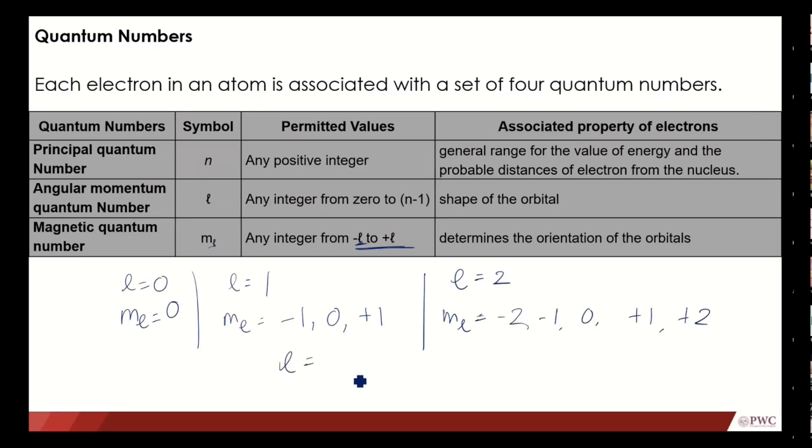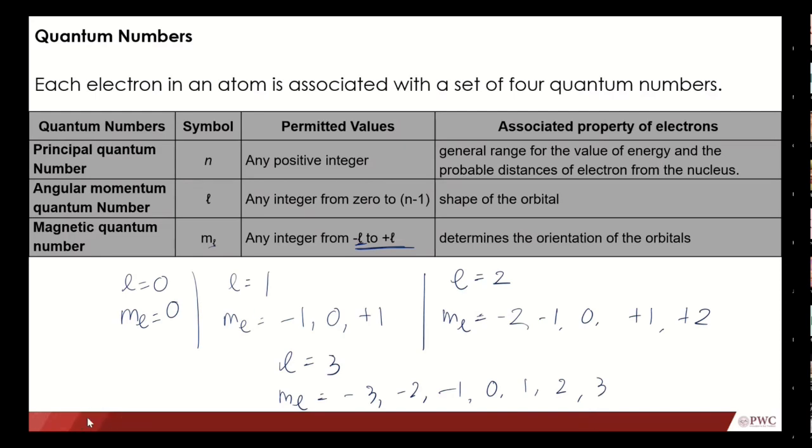When L is equal to 3, what are the allowed values for m sub L? -3, -2, -1, 0, 1, 2, 3. 1, 2, and then 3.